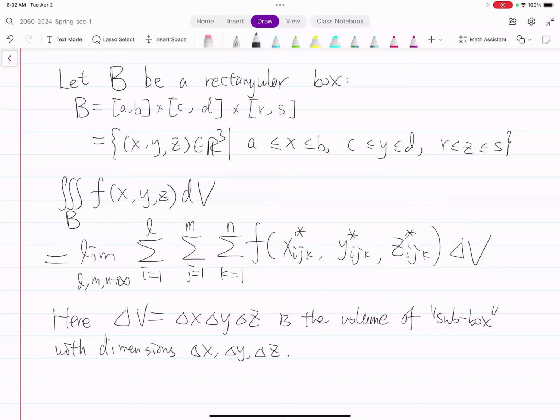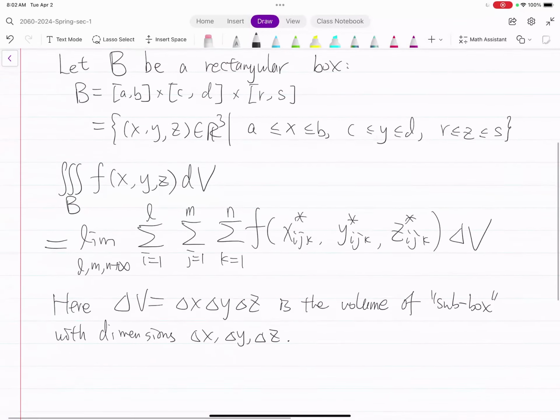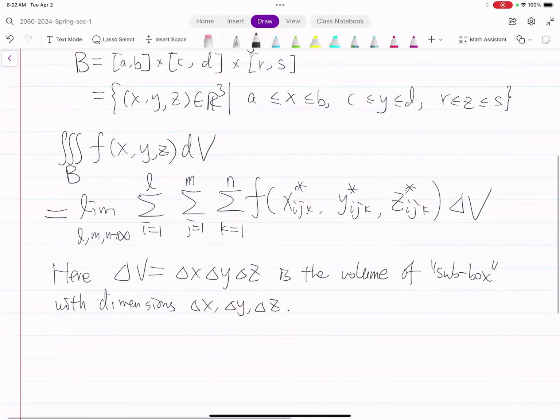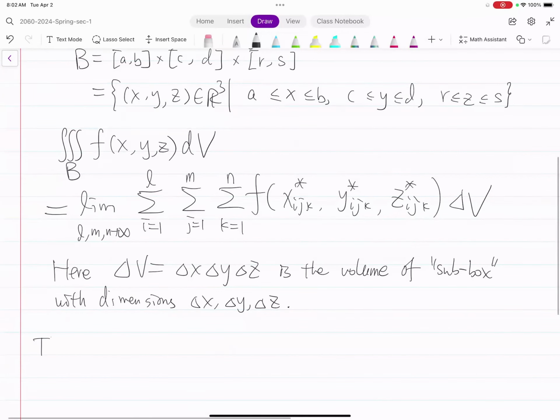So we also recall that if we are defining the double integral on a rectangle, then we are free to interchange the order of integration whatever way we want, because that's what the Fubini theorem is saying. So that's also true for the three-dimensional case. Theorem. Fubini.